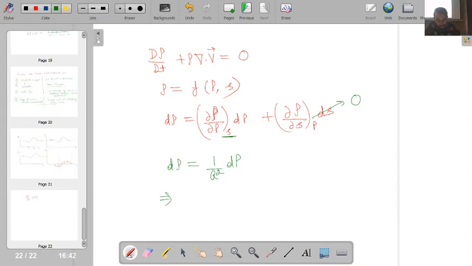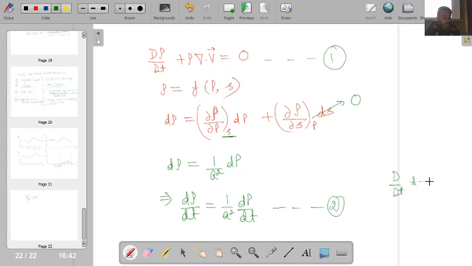Now, if I differentiate this term with time, so if I take the total derivative d/dt over here, that is equal to 1 by A² into dp/dt. Okay, so say this is my equation number 1, this is equation number 2. So basically over here, the two d/dt are the same; for the total derivative, I am using the quantity d/dt. Okay, so now what I can do in equation number 1, I can replace dρ/dt with 1 by A² of dp/dt.